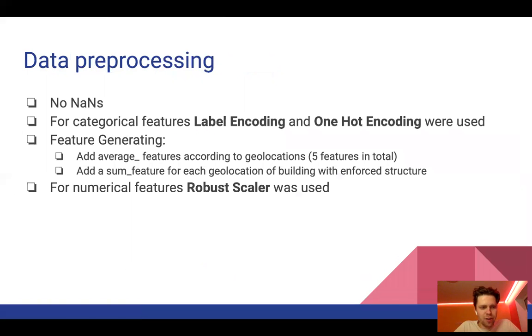During our data processing, we found that there are no nulls. That's good. We used label encoding and one-hot encoding to reform the categorical features. To generate new features, we first created 5 average features according to geolocation. Then we added a sum feature for each geolocation of buildings with reinforced structure. Finally, we used RobustScaler to standardize the numerical columns and ensure that outliers won't skew our models too much.